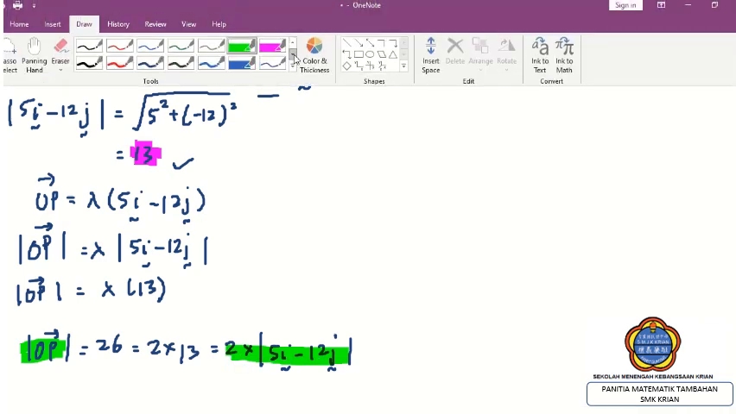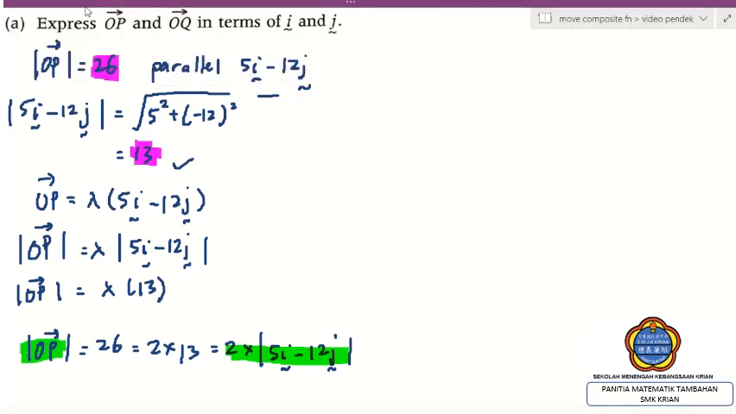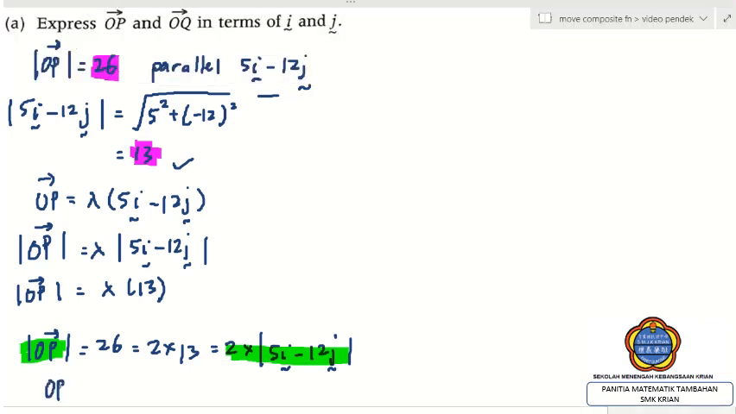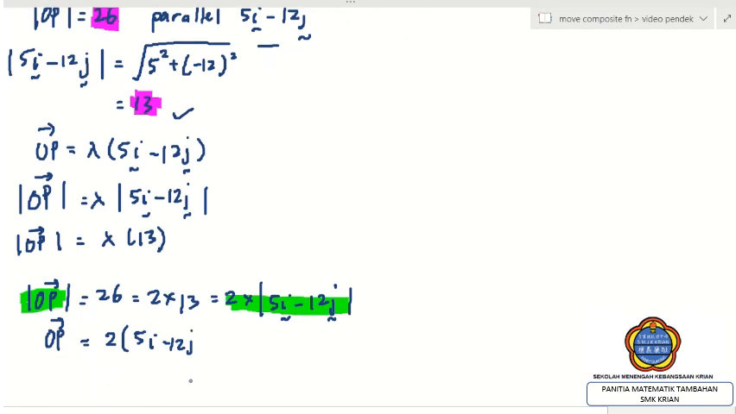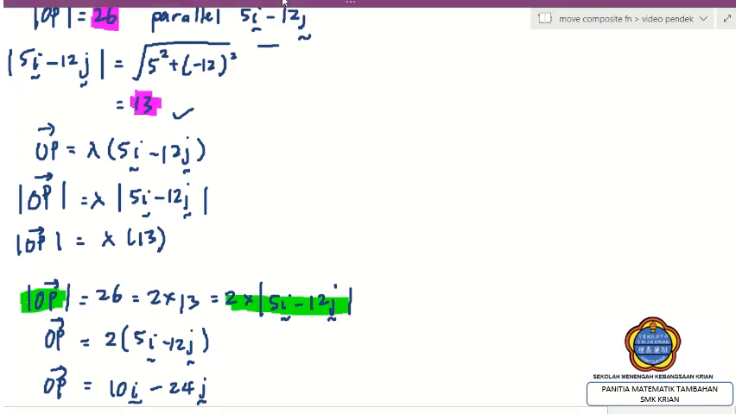In terms of vector itself, we can put OP is equal to 2 multiply vector 5i minus 12j. And expand, vector OP will be 10i minus 24j, and this is your final answer for question A, vector OP.